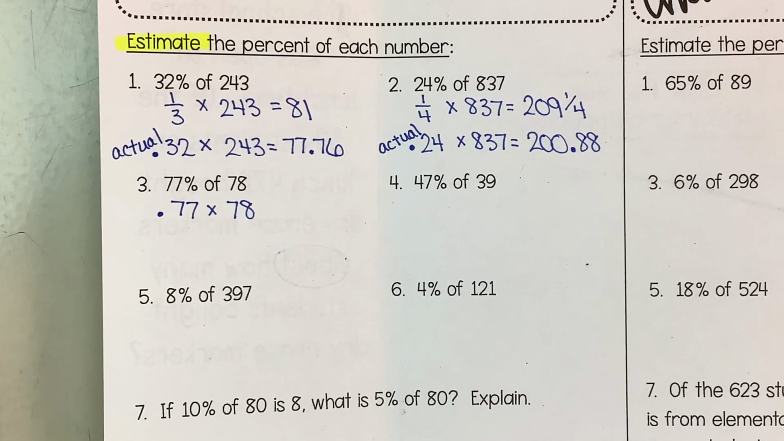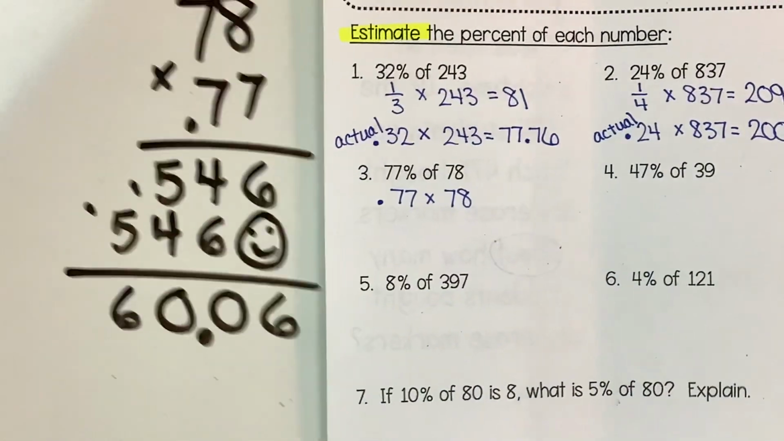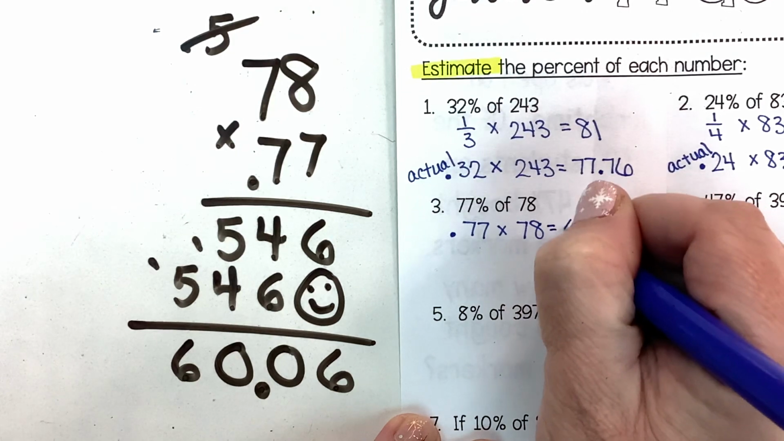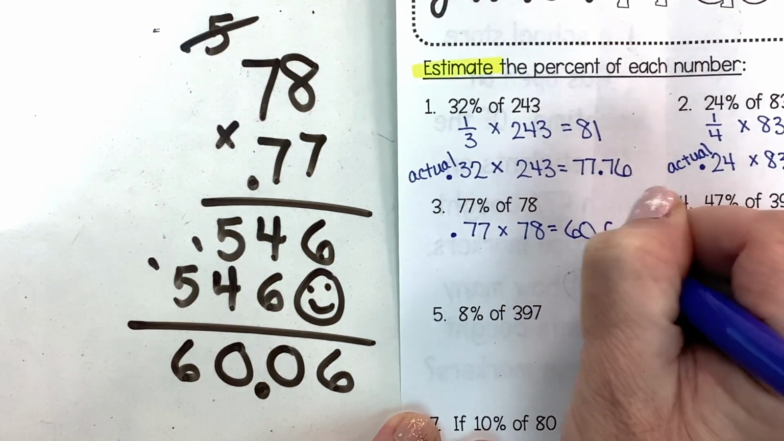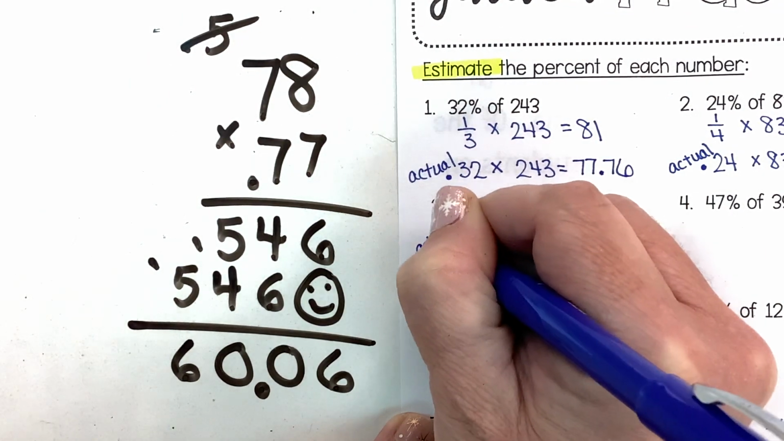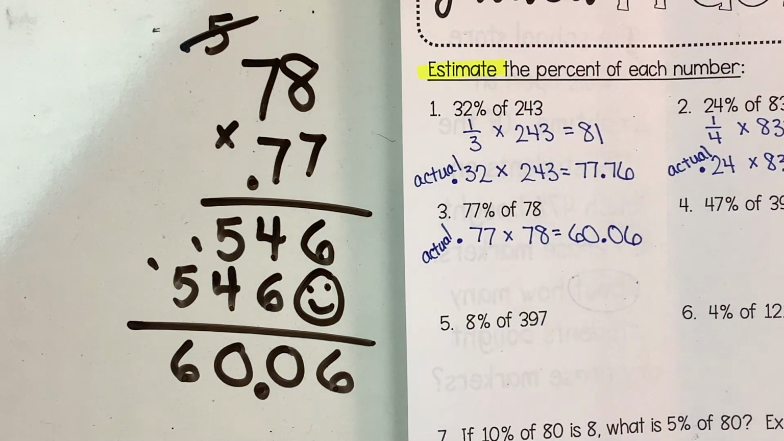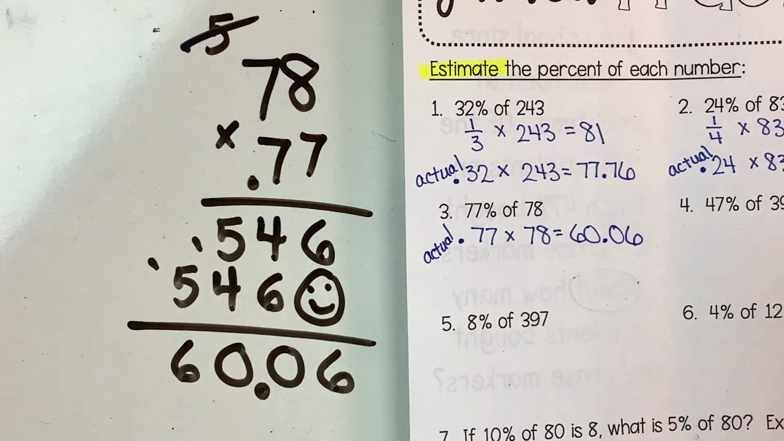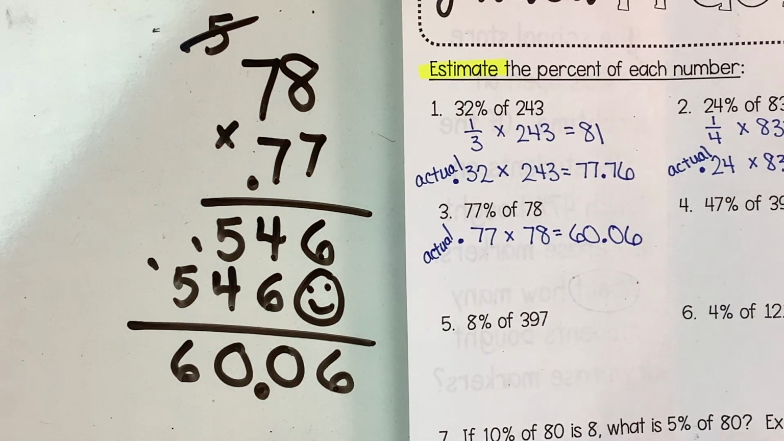Okay, everybody have an answer now? All right, so you should be coming up with an answer of 60.06, 60 and 6 hundredths. And again, that was the actual. Now I would like you to work on number 4, and we'll check the answer in just a minute. If you are good with that, please go on and finish the guided practice. We'll check those answers in just a second.